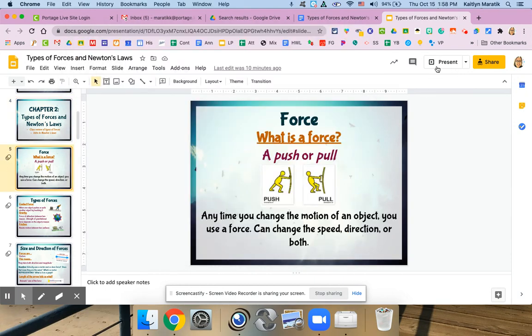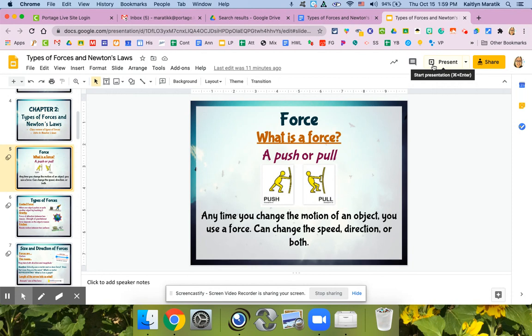So a force. What is a force? It is simply a push or a pull. At the most basic definition, a force is a push or a pull. Anytime you're changing the motion of an object, you use a force. It can be changing the speed, the direction, or both. If we're talking about speed with a direction, that's a vector quantity and it's velocity.